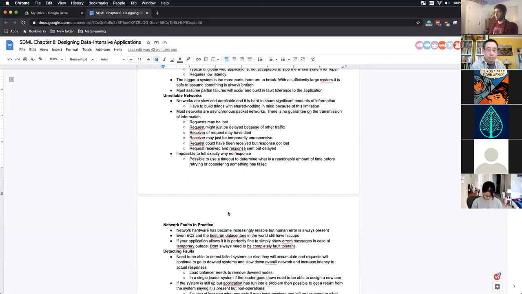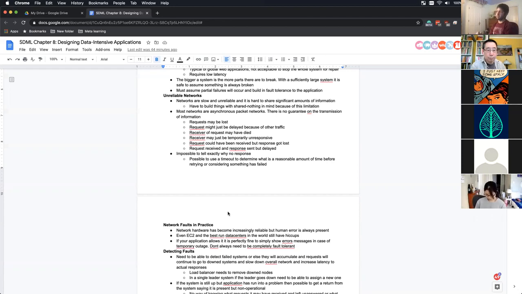A request might just get lost. A request might be delayed because of other traffic. There's just congestion and it slows it down a bit. The receiver of the request might have died, so you might have sent it and it got there correctly, but then the system isn't actually there to receive it. It might be that the receiver is just temporarily unresponsive. There are various different conditions where it's just not available at the time, but it might be back later.